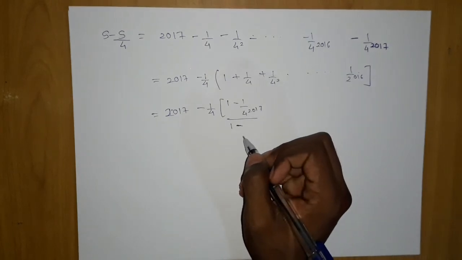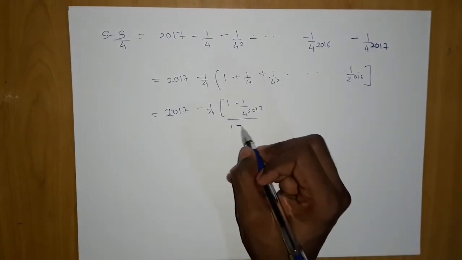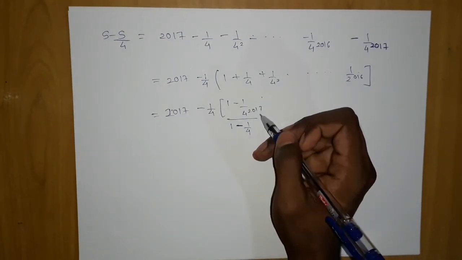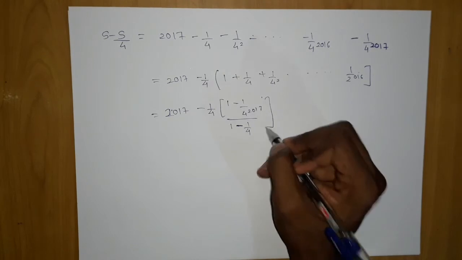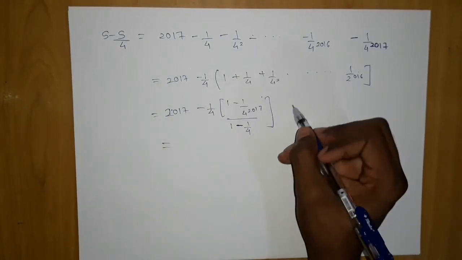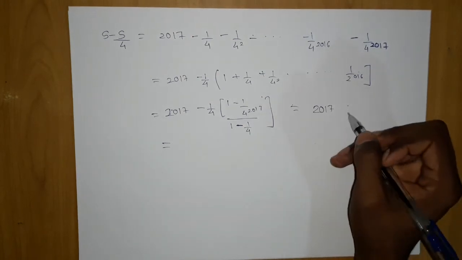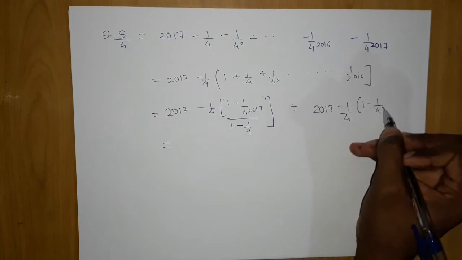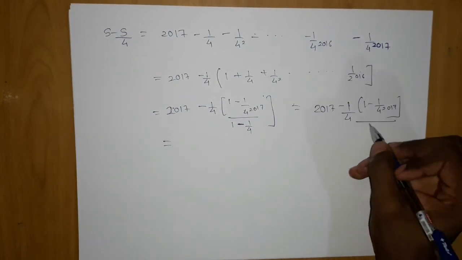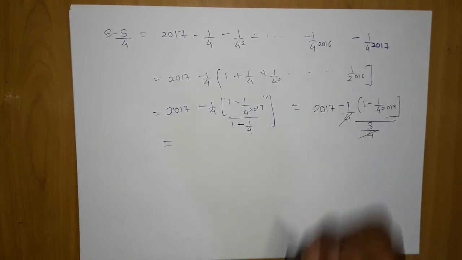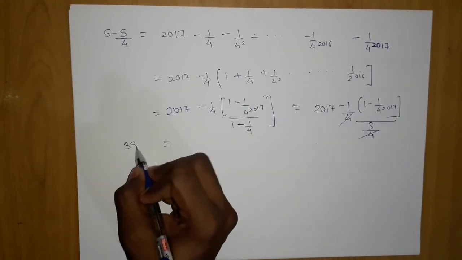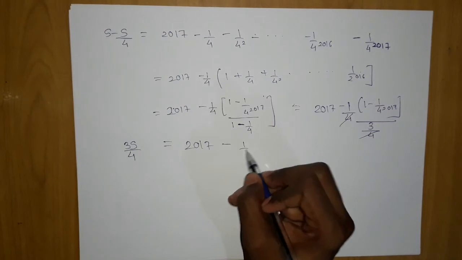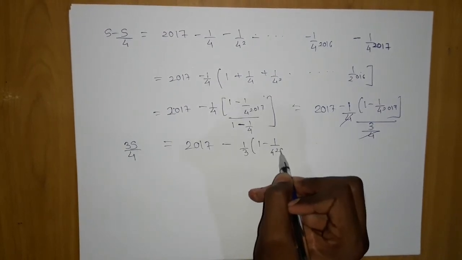So what we can do is plus minus 1 by 4. If I calculate this, minus 1 by 4 into 1 minus 1 by 4 to the 217 upon 3 by 4, the 4s will cancel out. So this will become 3S by 4, and further we have 217 minus 1 by 3 into 1 minus 1 by 4 power 2017.